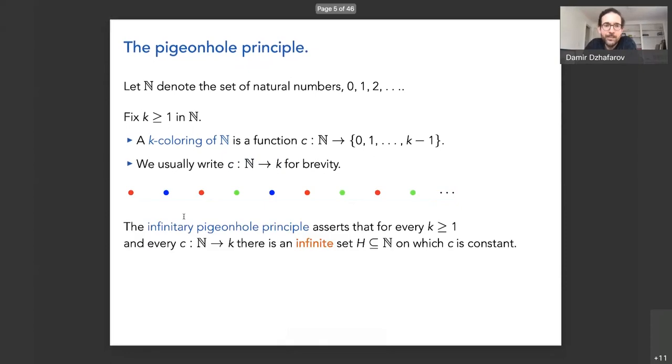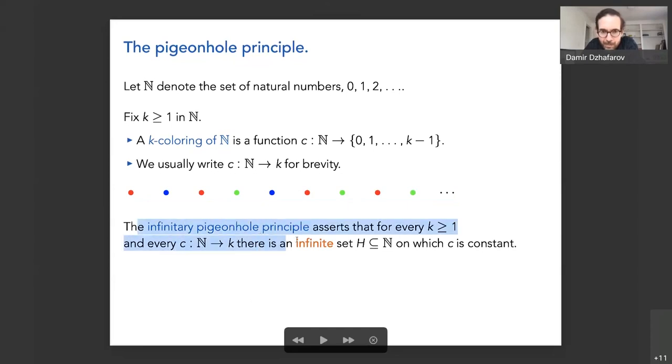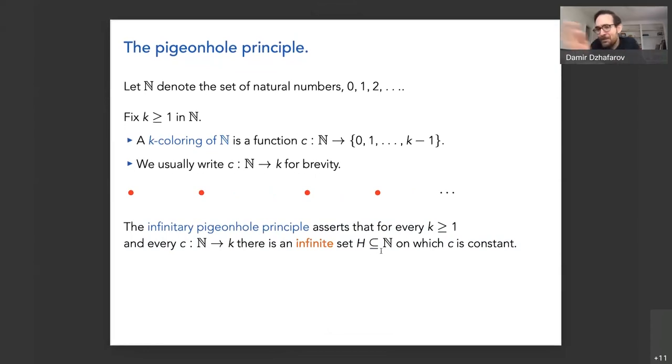What the infinitary pigeonhole principle says is that if we do this, one of these colors has to appear infinitely often. And this is actually a slightly different form than what I'm saying here. I'm not saying exactly that, but I'm saying that there's an infinite set on which this coloring is constant, right? It's not quite the same thing, but it's of course equivalent in a strong sense. So I'm saying there's an infinite subset of the natural numbers where the coloring is constant. So there it is, right? You have to believe me that it continues past the dot dot dot. There are infinitely many red dots.